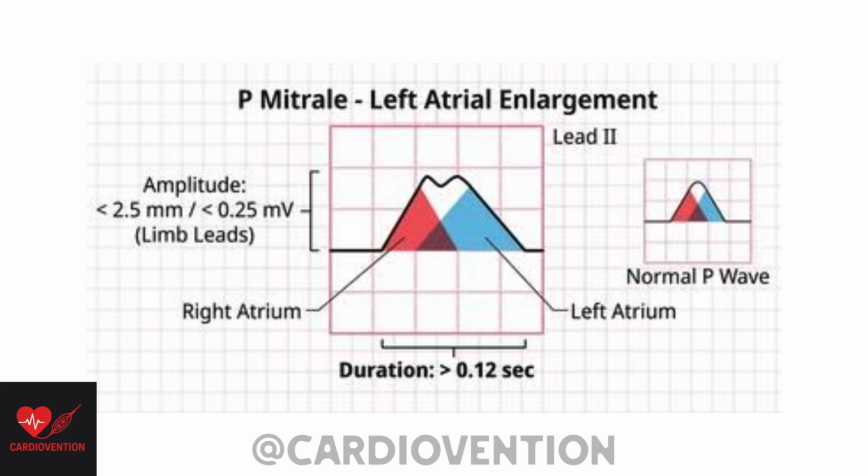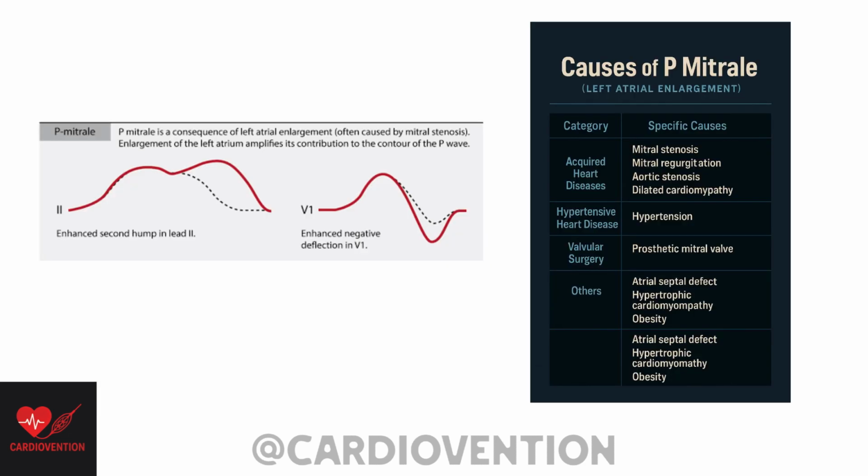Left atrial enlargement, or P mitral, shows broad, notched P waves wider than 120 milliseconds in lead 2. In lead V1, you will notice a deep, wide, terminal negative component. This pattern suggests conditions like mitral stenosis or systemic hypertension.